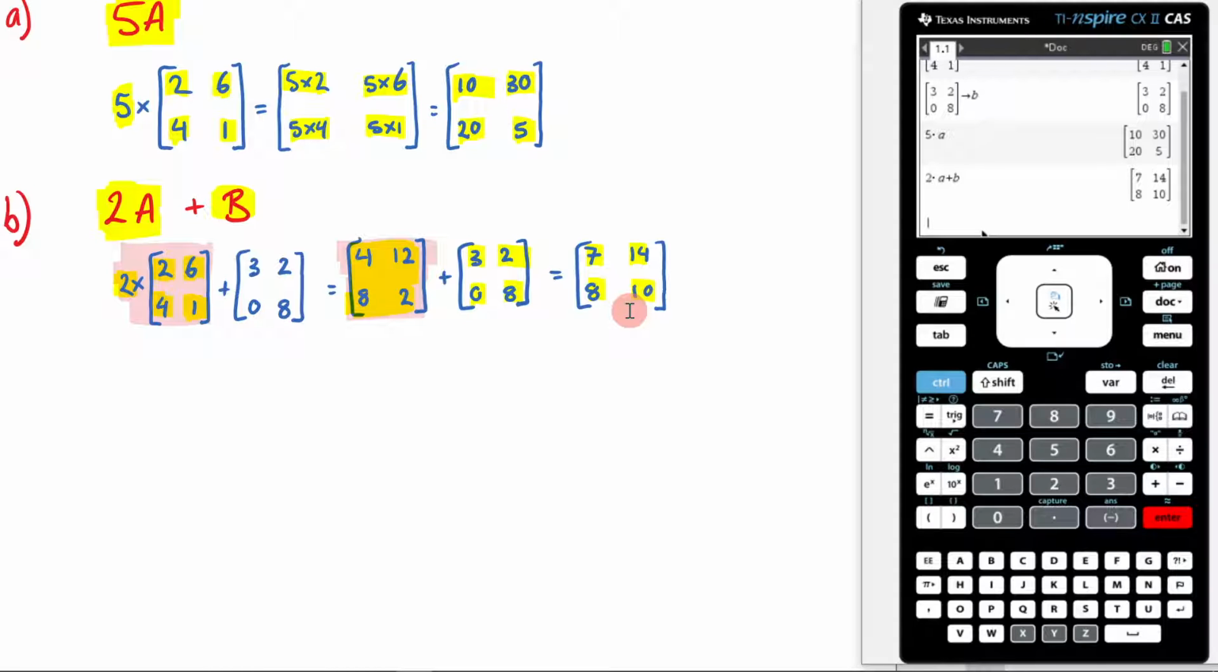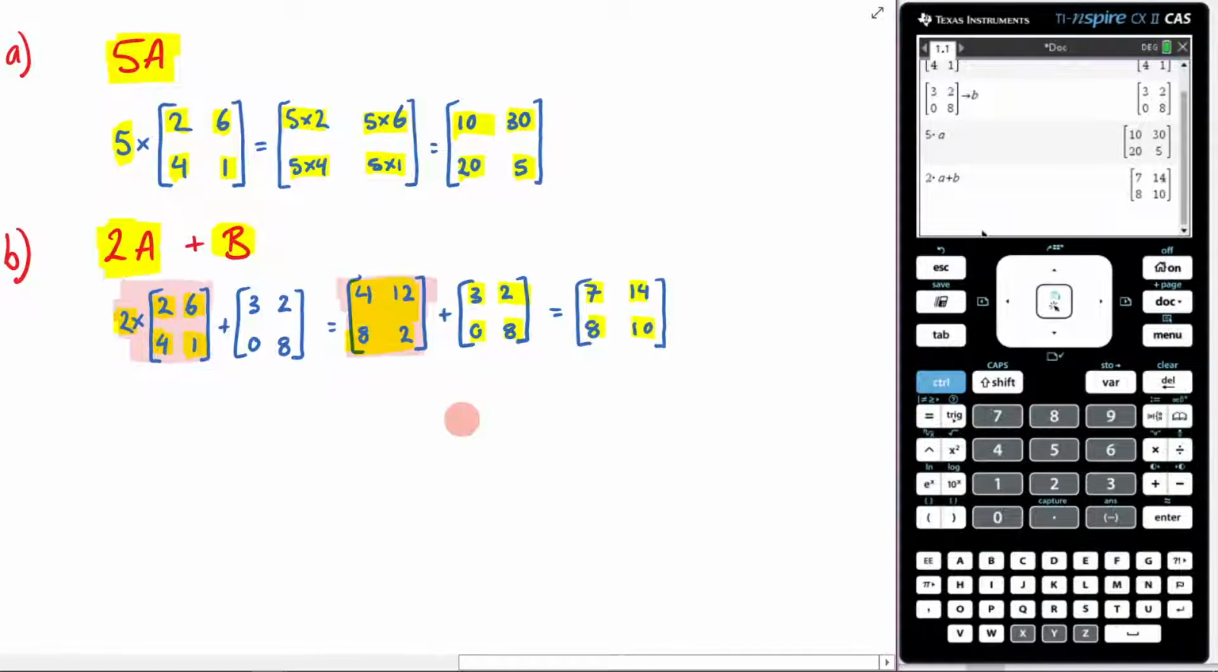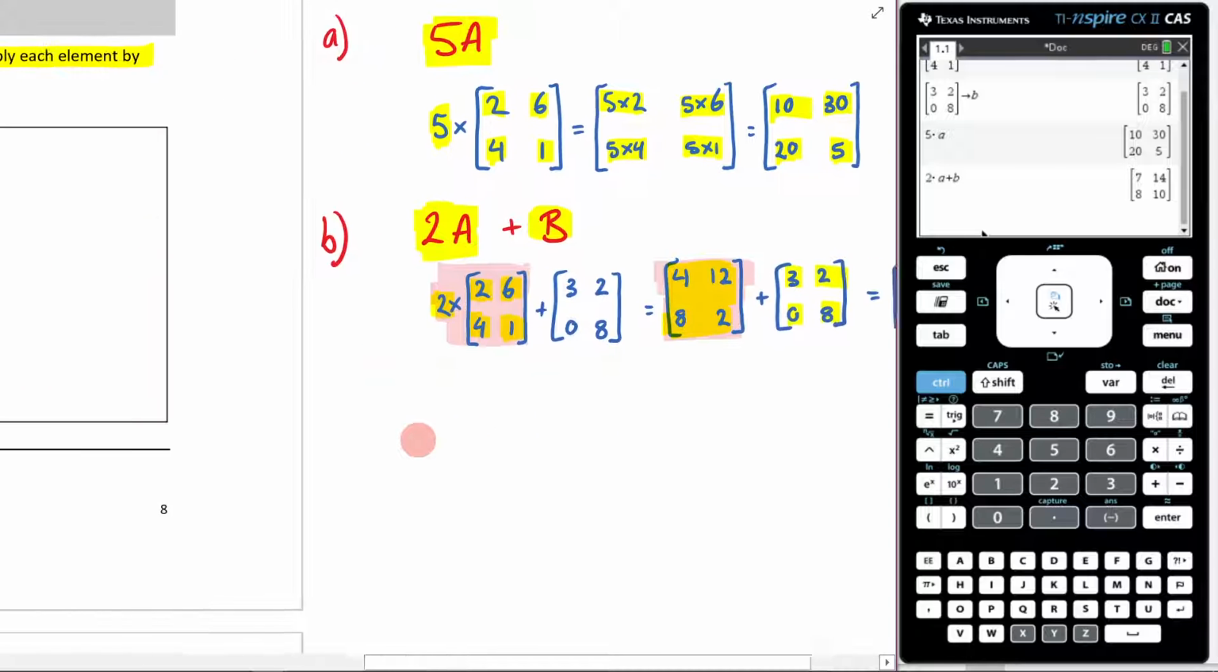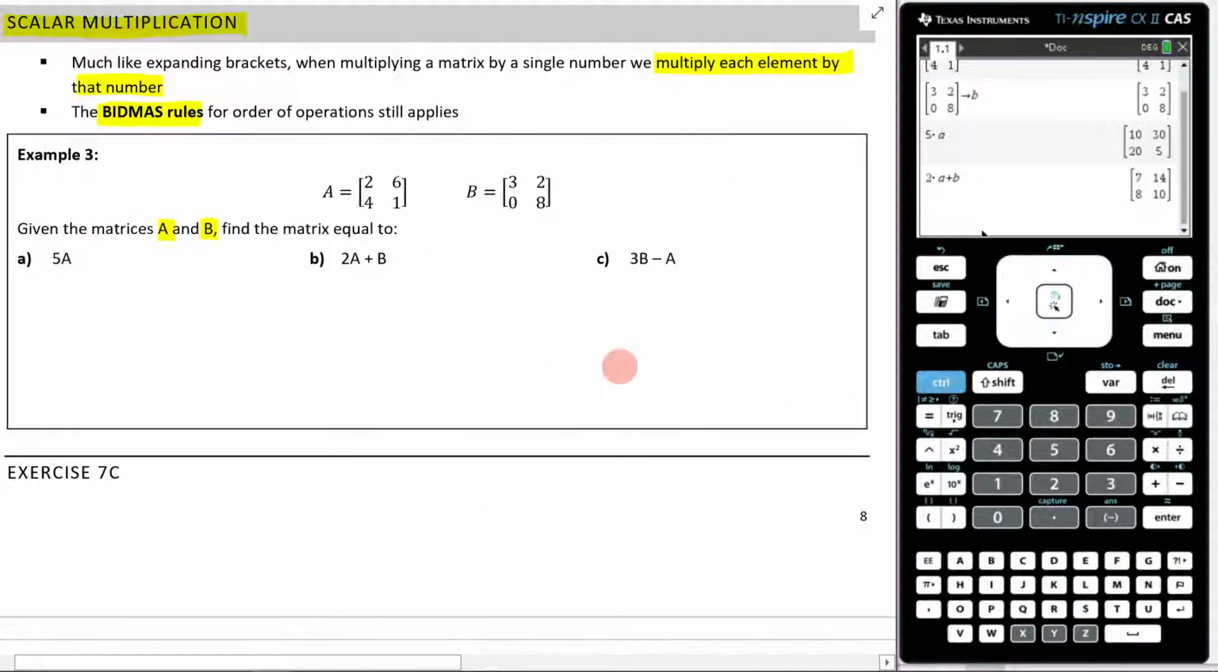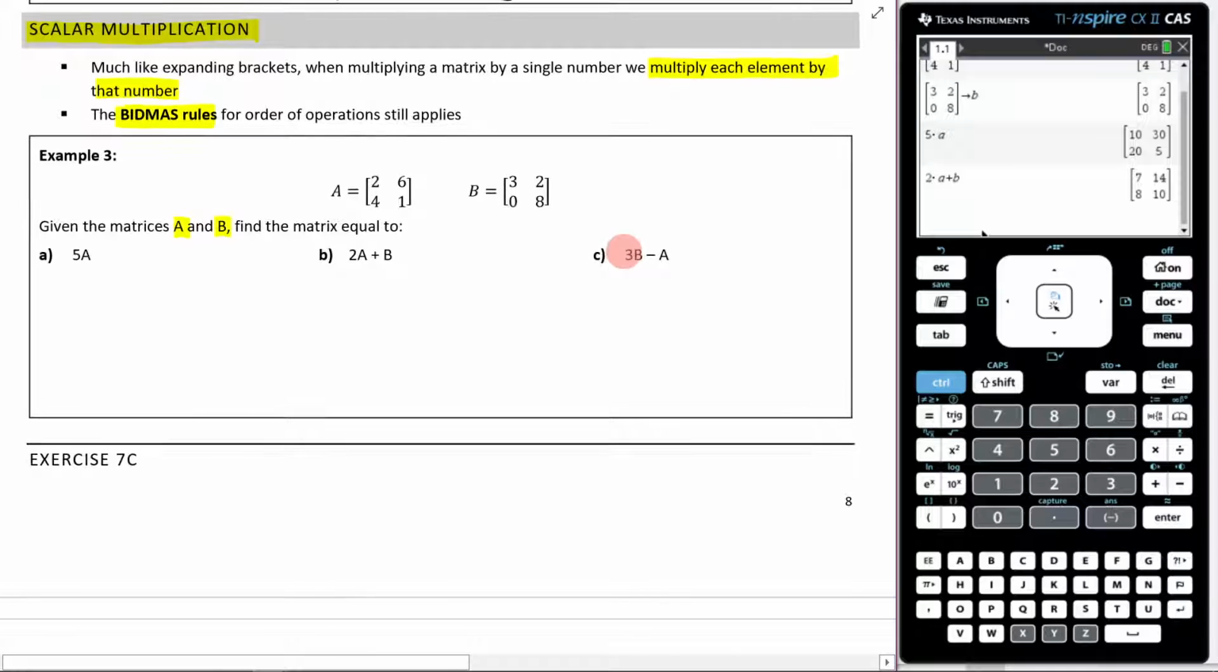How much quicker is that? If you have your CAS and they give you a question like this, why wouldn't you do it? And is there ever going to be a scenario where you don't have your CAS? You always have your CAS. So you just always want to do it with your CAS, but you still need to understand the maths behind it, okay?